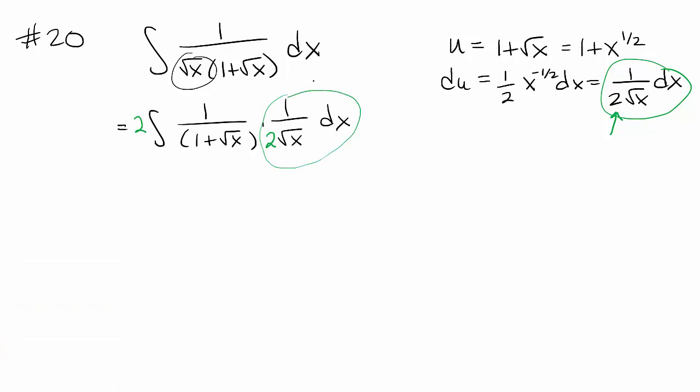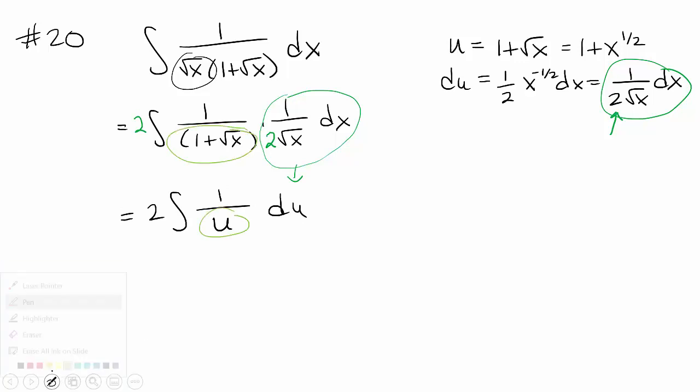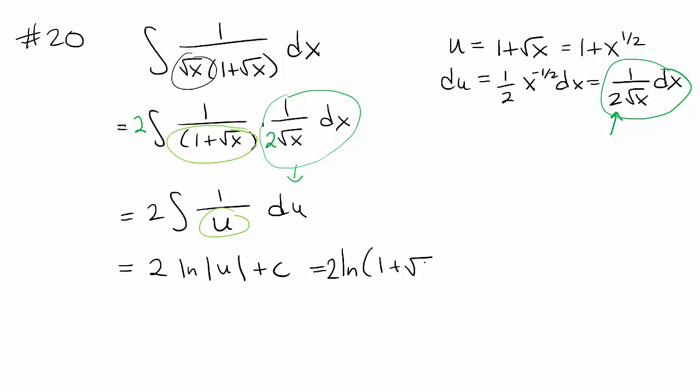So all of this is going to get replaced with du. And that gets replaced with u, because that's what we set up for our substitution. So it's a little bit different than the ones we've done in this session already. All right, so then I can go ahead and integrate. 1 over u is ln u, and then just back substitute. So I have 2 ln of 1 plus square root x, plus c. So that's the final answer.